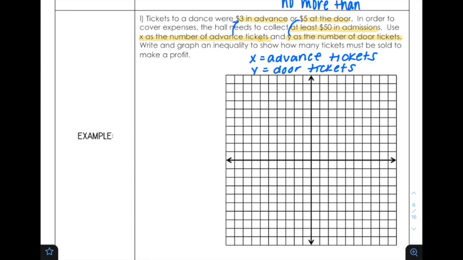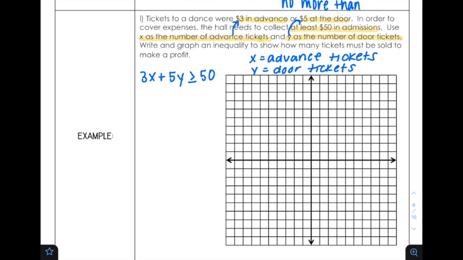So they are going to correspond with the cost. So here we have 3x plus 5y, and you want to have at least $50. So we have $50. You want to have more than that or equal to. So we have our greater than or equal to, because the total number of sales of the tickets has to be larger than the $50 goal that we're setting up.